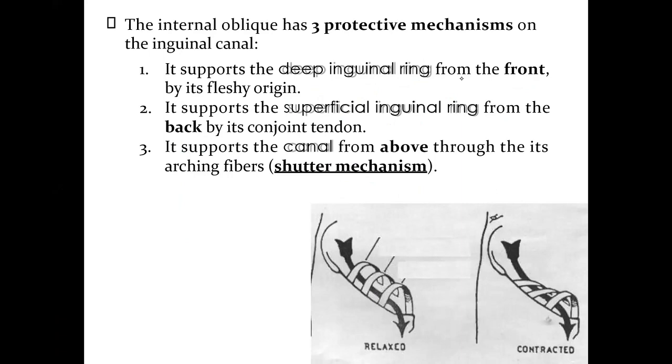Now, you should know that the internal oblique has three protective mechanisms on the inguinal canal. One, it supports the deep inguinal ring from the front by its fleshy origin. Two, it supports the superficial inguinal ring from the back by its conjoint tendon. And three, it supports the canal from above through its arching fibers, the shutter mechanism. So this shutter mechanism will contract and make the canal narrow so that there will be no protrusion of content.